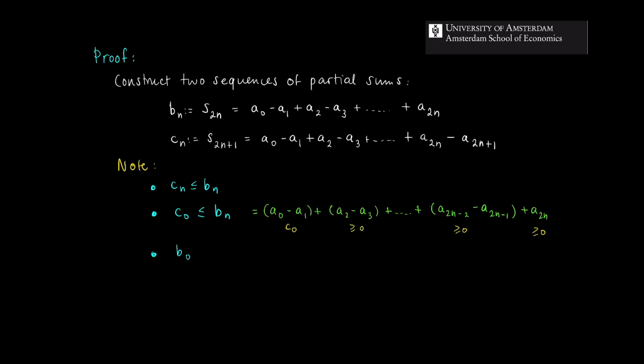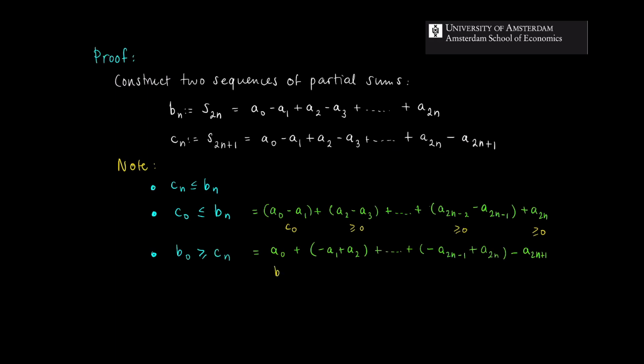Similarly, we can show that B0 is always larger than any of these partial sums Cn. The way to see it is that B0 is just a0, the first element. Then, just as we did before, we pair up odd elements with a minus sign and even elements that come with a positive sign, and we keep adding those terms up. As a final term, we get a_(2n-1) plus a_(2n) minus a_(2n+1).